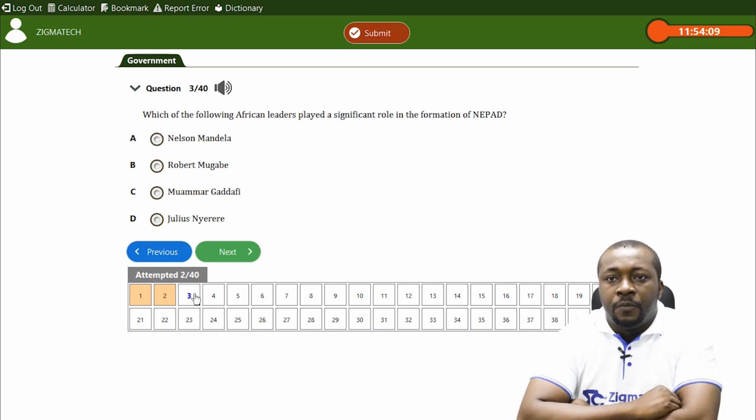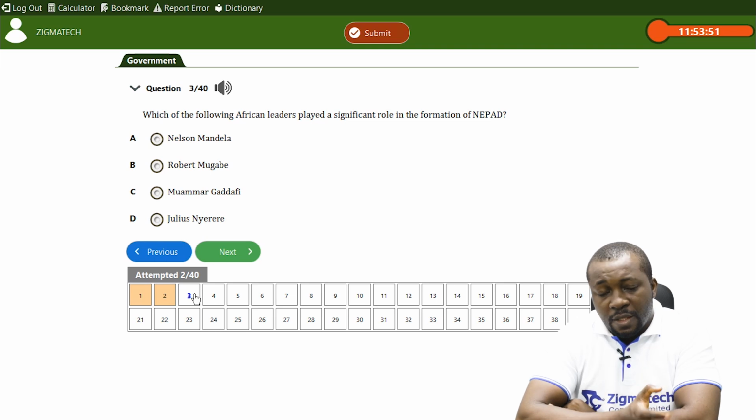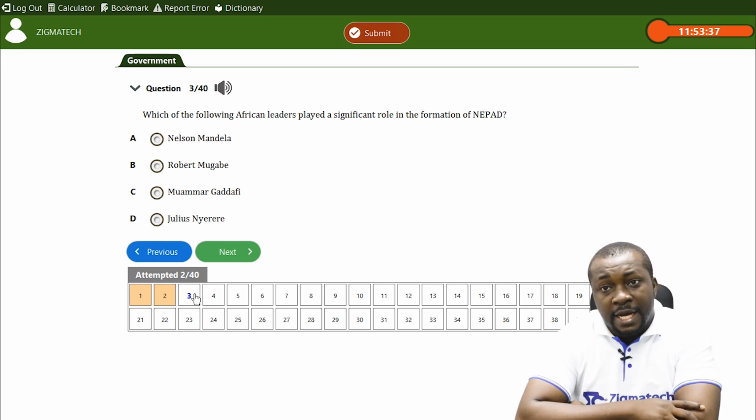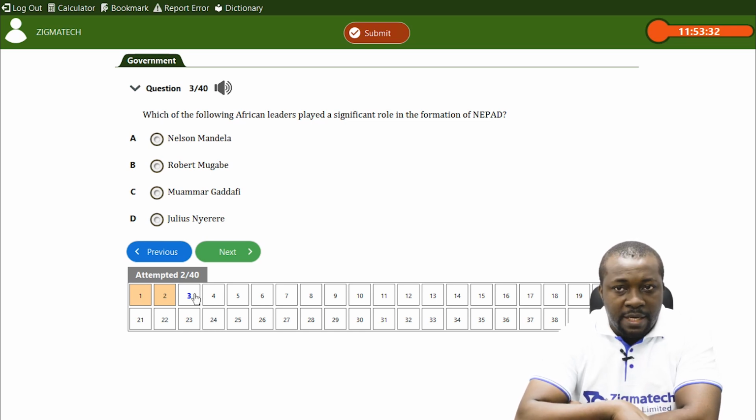Next question, number three. Which of the following African leaders played a significant role in the formation of NEPAD? A, we have Nelson Mandela. NEPAD was established in 2001, and the South African president that played a role in the formation of NEPAD was Thabo Mbeki. He was the head of state, the president of South Africa at that time. So he played a role, but it was not Nelson Mandela.